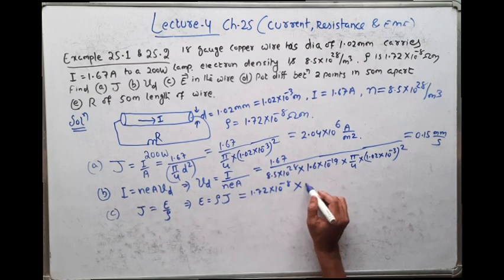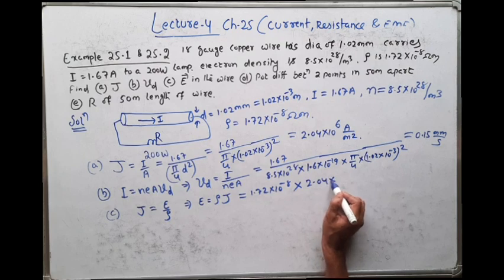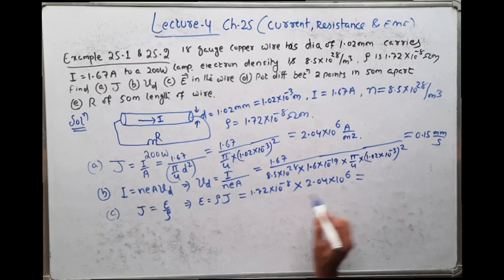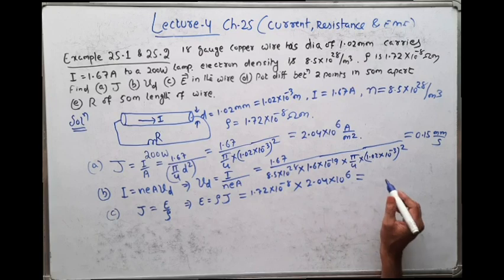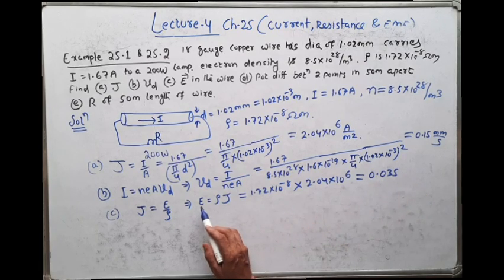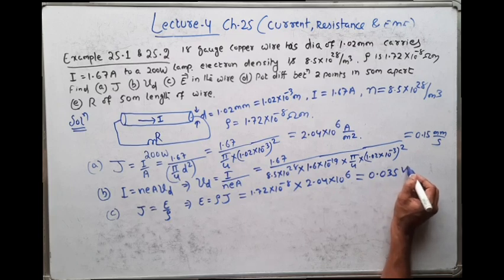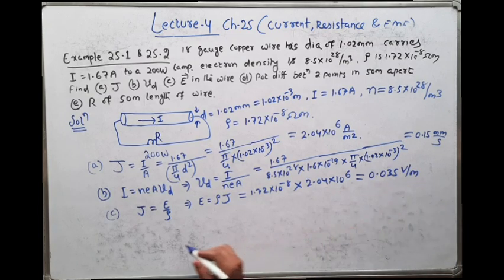We have got J is equal to 2.04 10 to the power 6. All are in SI system. So if we calculate this value, it will be 0.035. And what is the unit of electric field? It is volt per meter or Newton per coulomb.